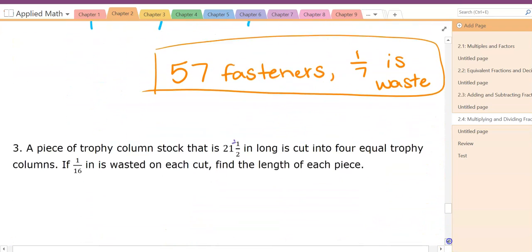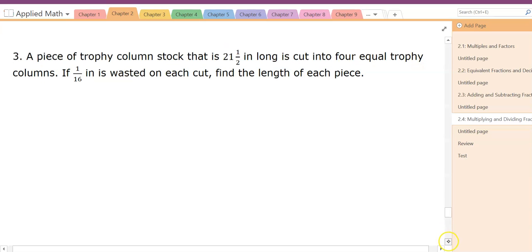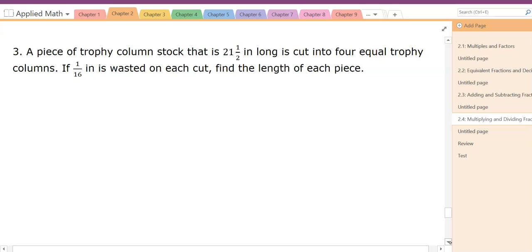Okay, we've got one more here that's along these lines. So a piece of trophy column stock that is 21 1/2 inches long is cut into 4 equal trophy columns. If 1/16 of an inch is wasted on each cut, find the length of each piece. Okay, so this is going to be cut into 4 pieces. So that really only means that they're cutting it 3 times to get the 4 pieces. So the 1/16 is going to be wasted 3 times for this.